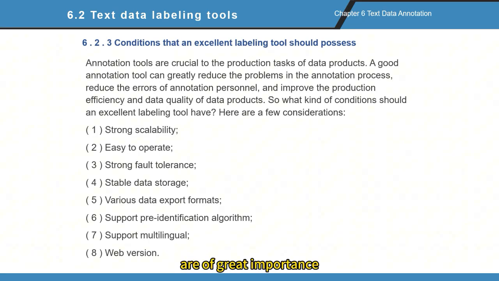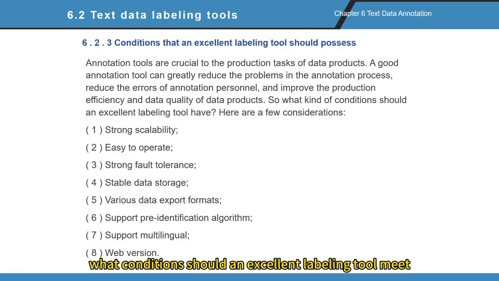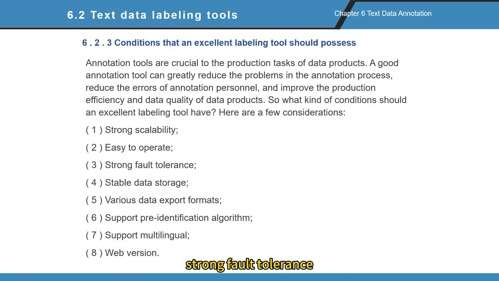Annotation tools are of great importance to data product production tasks. A good annotation tool can significantly reduce problems in the annotation process, lower the errors of annotation personnel, and improve the production efficiency and data quality of data products. So, what conditions should an excellent labeling tool meet? Consider the following: strong scalability, easy operation, strong fault tolerance, stable data storage, various data export formats, support for pre-identification algorithm, support for multiple languages, and a web version.